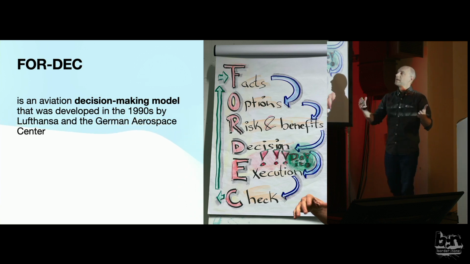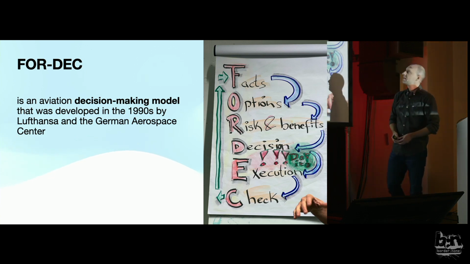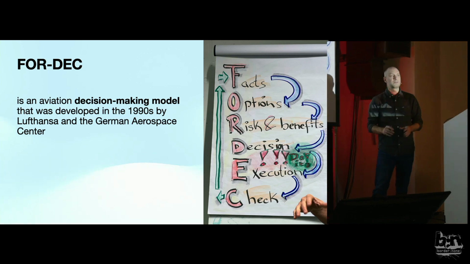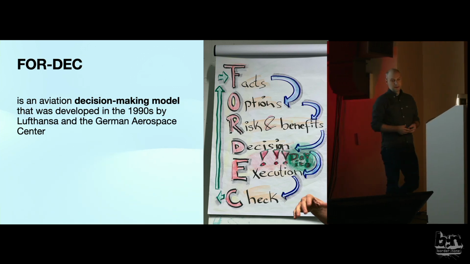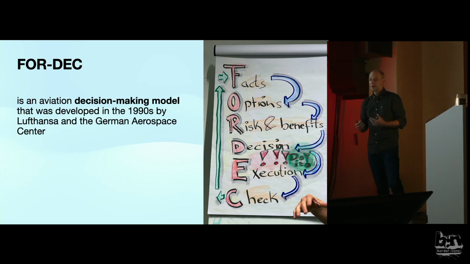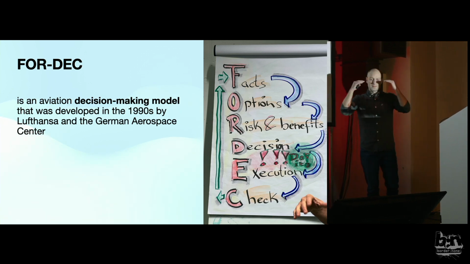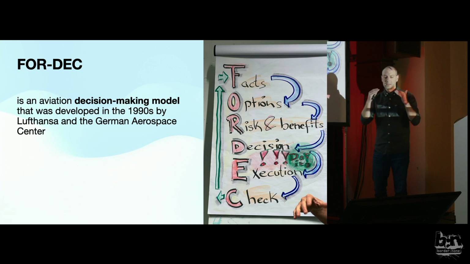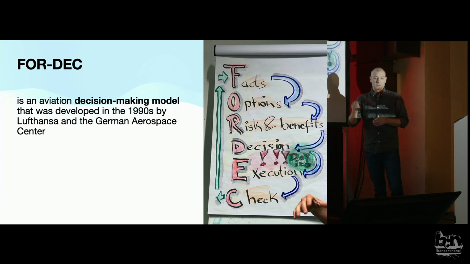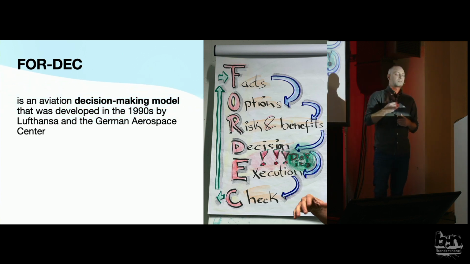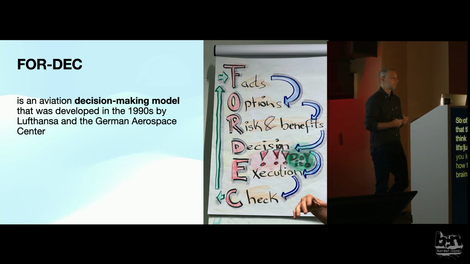This picture was the thing I was looking at the time I got that email. I was like, yeah, okay, that's kind of vague enough, but something that we can work with. It's a decision-making model, FORDEC, that Lufthansa and the German Aerospace Center created in the 90s. It's something that commercial pilots get trained on and do repeatedly throughout a flight. So often, in fact, that they don't think about this stuff anymore. It's just how their brains have come to operate.